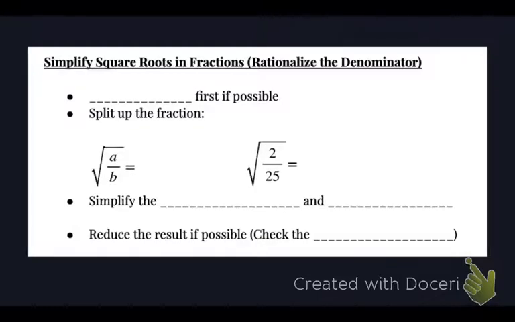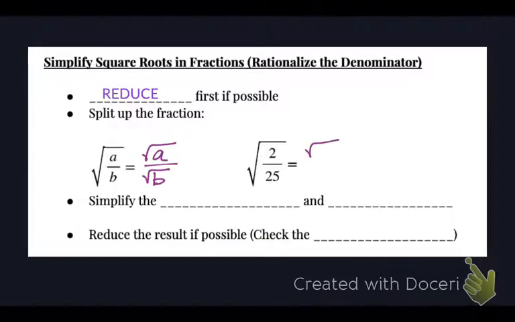So, simplifying square roots and fractions, which is division, or rationalizing the denominator. Again, we want to reduce first if possible. So if I have two things under the square root, I might need to think about simplifying the fraction first. The other thing we can do is split up our fraction. So we can think about the square root of a over b as the square root of a divided by the square root of b.